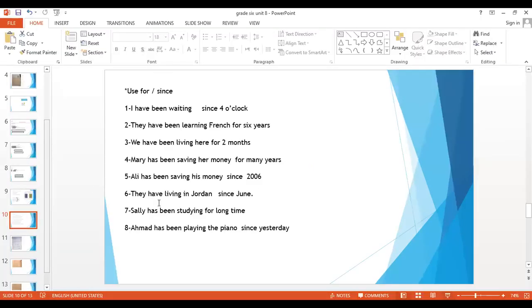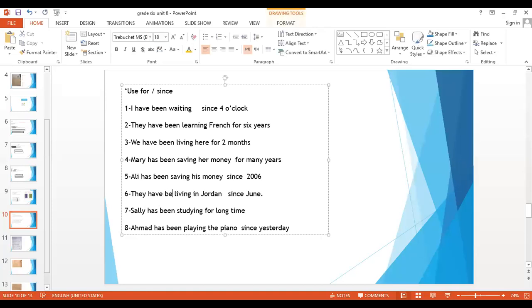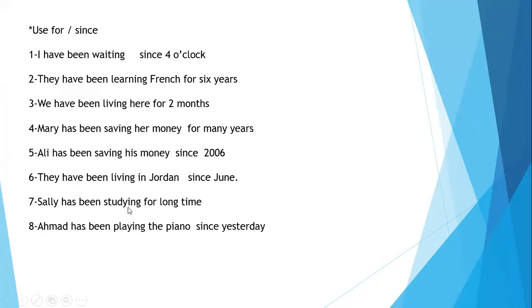Here we go. Sally has been studying for a long time, but I don't know exactly when she started studying. So we put for. The last one, Ahmed has been playing the piano since yesterday. We already have the time, yesterday.